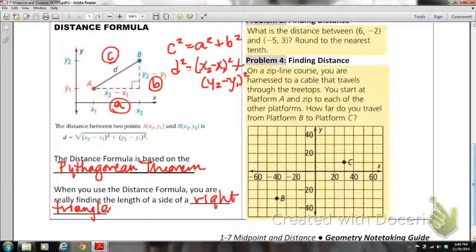So if you take the square root of both sides, you can have d is equal to the square root of the difference between your x coordinates squared plus the difference between your y coordinates squared. And that is actually the distance formula. So that is how the distance formula is derived from the Pythagorean theorem. Let's look at some problems for midpoint and distance.